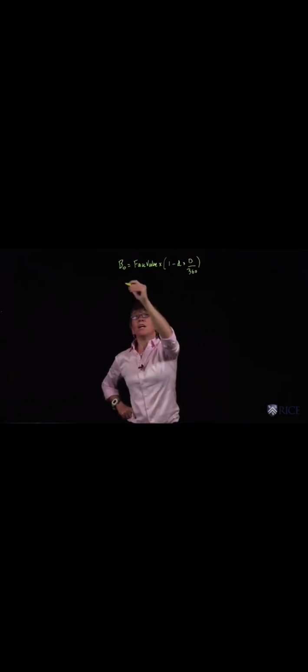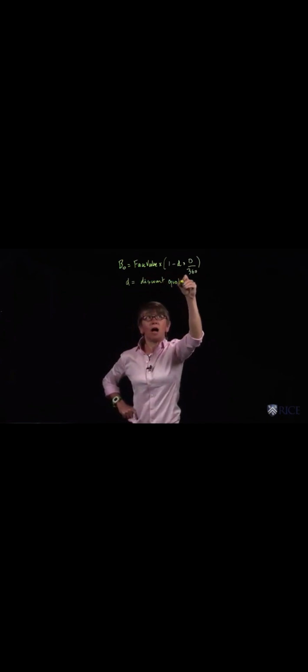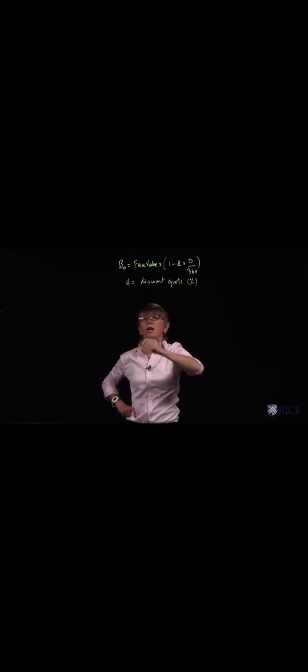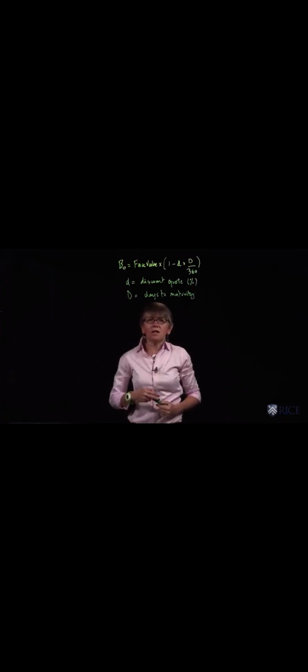Small d I'm going to define as the discount quote that we actually can read off, and this is going to be in percent. And capital D is the days to maturity, whatever the remaining days to maturity of the treasury bill is. And why 360? Well, it's just simply a convention. That's the way it is.